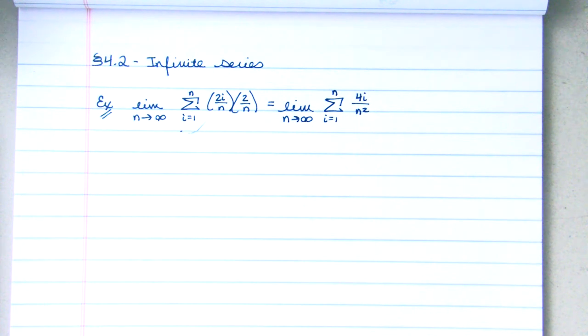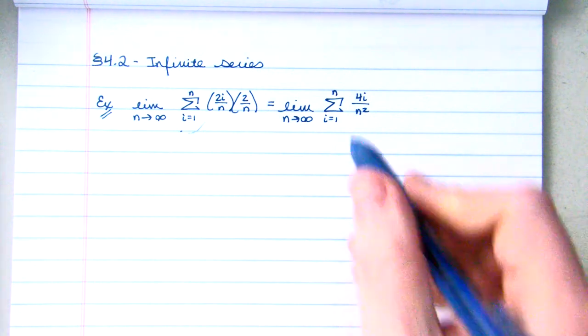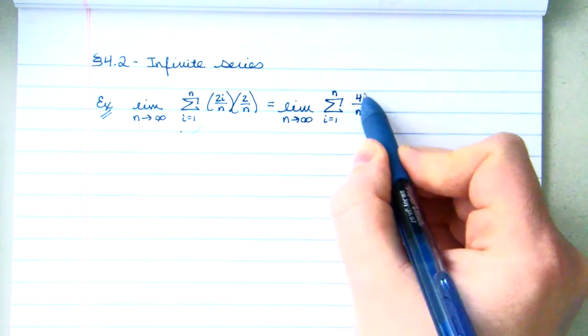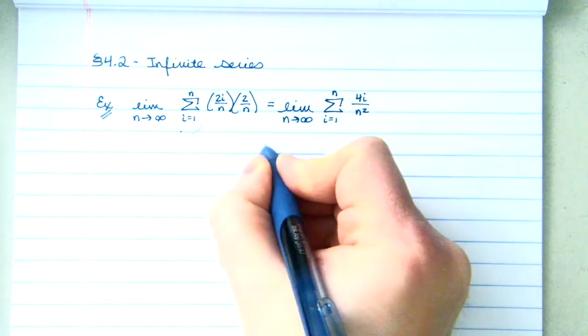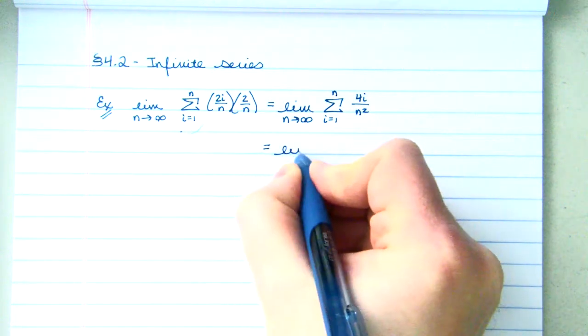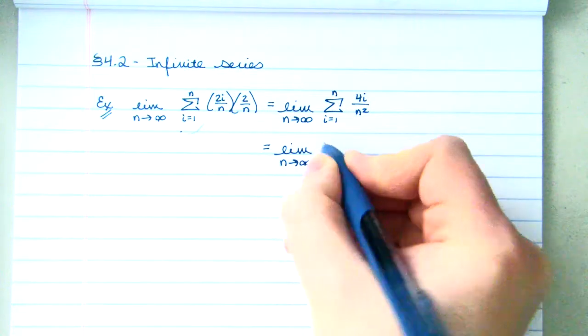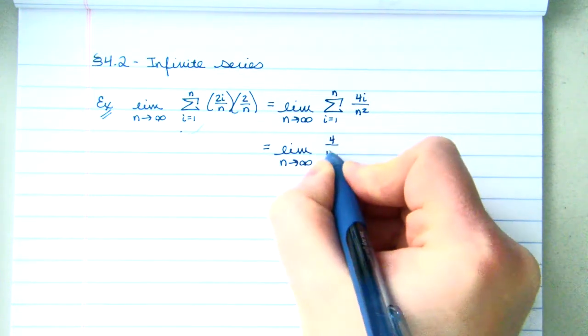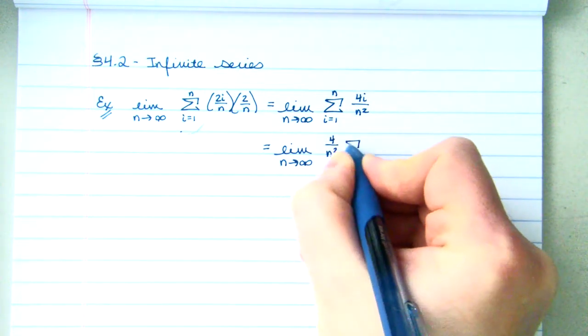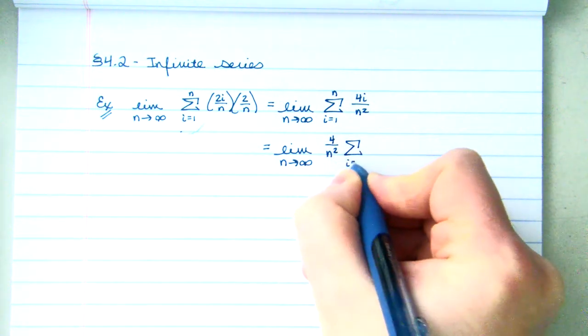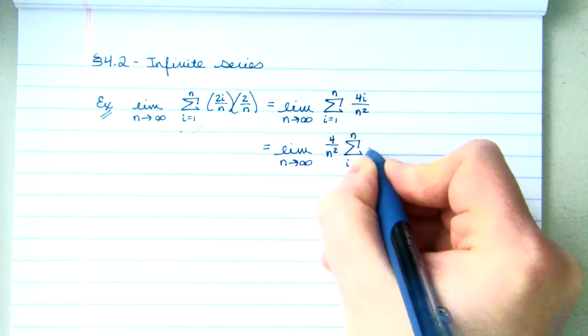Now, we already said that the i is our variable. I am going to take everything else out of my sigma and leave the i inside there, because everything else, as far as the sigma is concerned, is a constant. I'm going to say this is the limit as n approaches infinity of 4 over n squared times the sum as i goes from 1 to n of i.